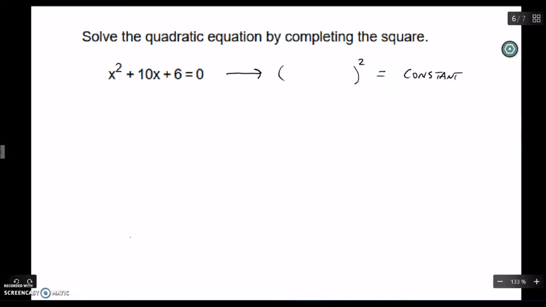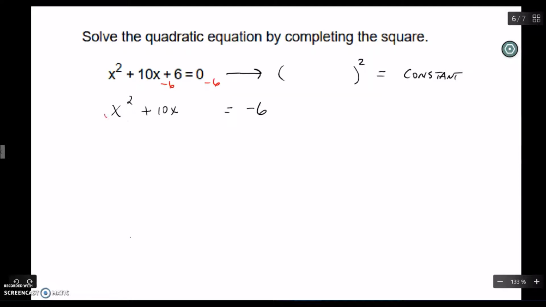Well, there's several steps. First thing you want to do is move the constant over to the other side of the equation. So we have x squared plus 10x is equal to negative 6. So I did minus 6 here and minus 6 there.